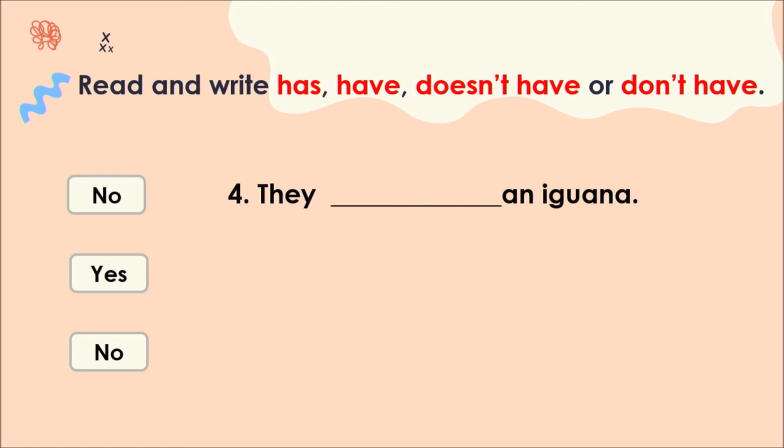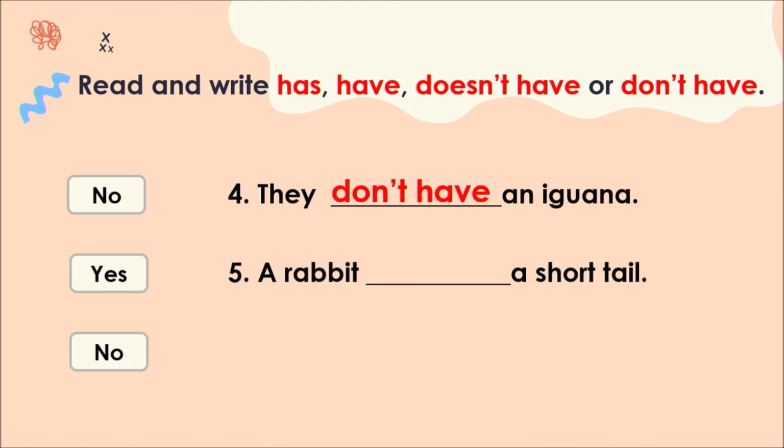Okay, so what would be the answer? They don't have an iguana because they, that means they are 2. Okay, that's why you use don't and not doesn't. Doesn't is for singular. Okay, next, number 5. A rabbit blank a short tail, and the answer is yes. So you will choose among the positive, has or have. What's the answer? Very good. A rabbit has a short tail.